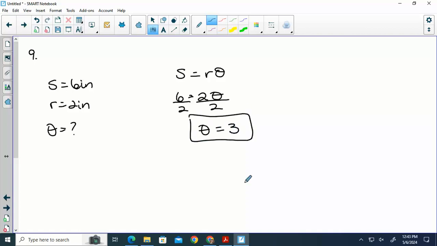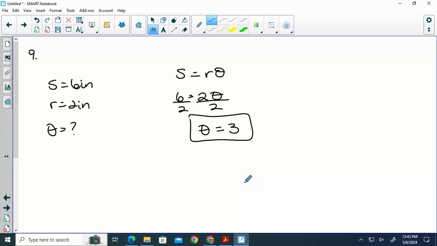And we do not need a unit there. If we had included units in our problems, 6 inches divided by 2 inches, those inches cancel. And that's when we're in radians, if there are no other units left. Can we still say like rad? Yes, that would be fine. Just don't throw a degree symbol on there.